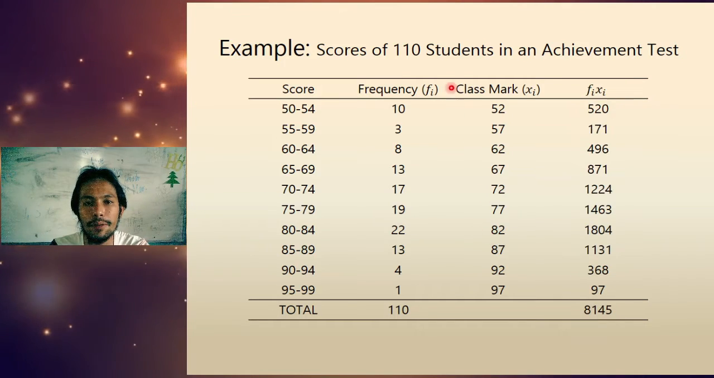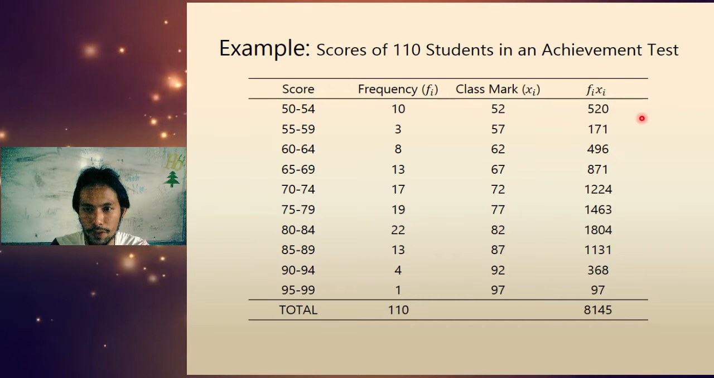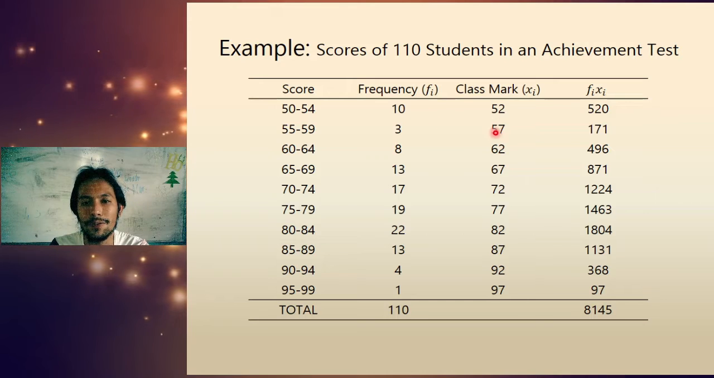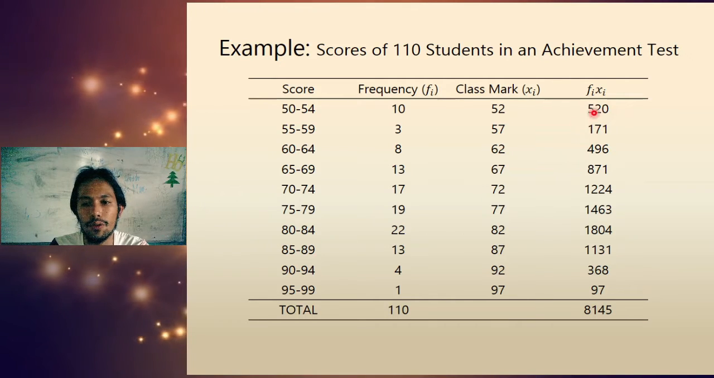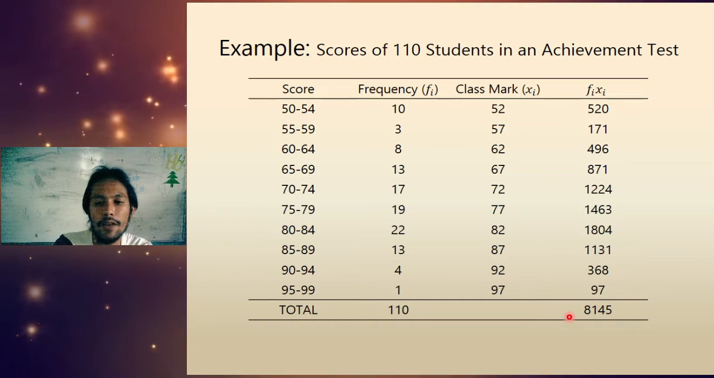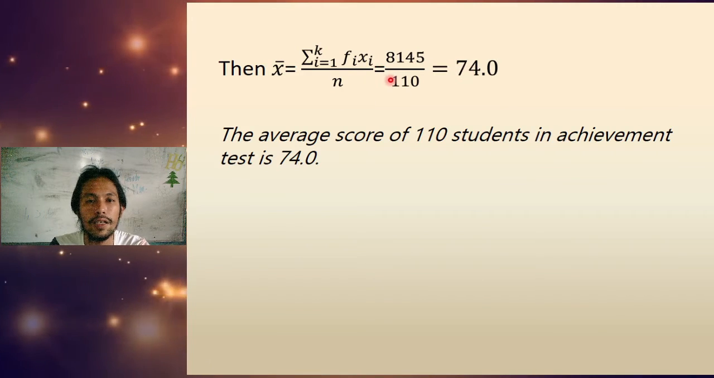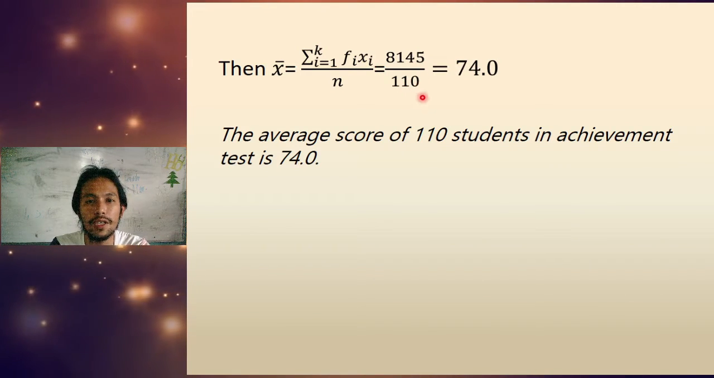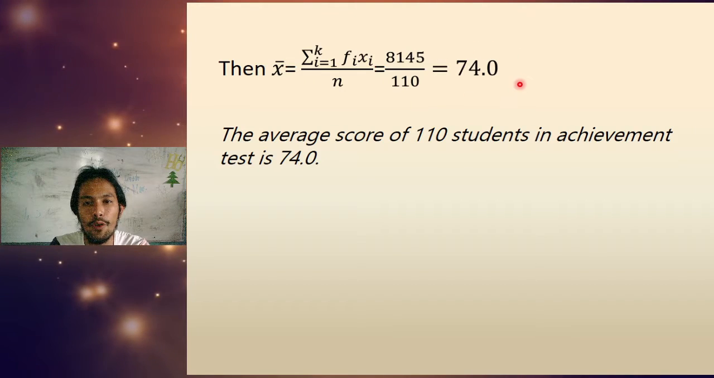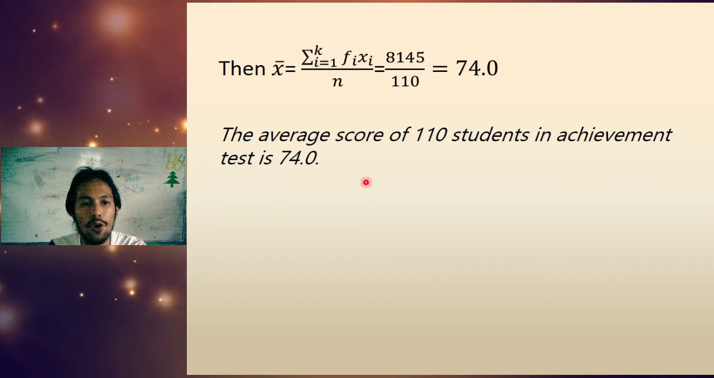Then, with the frequency and the class mark, we multiply them. Frequency times class mark: 10 times 52 equals 520. 3 times 57 is 171, and so on. Then we total them, which gives 8,145. Then we divide by 110, the total number of observations. The answer is 74.0. So the average score of the students in the achievement test is 74.0.